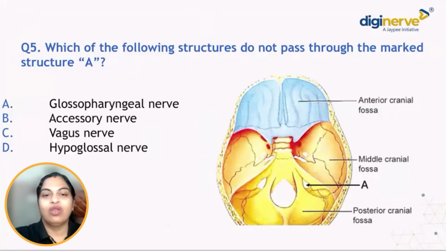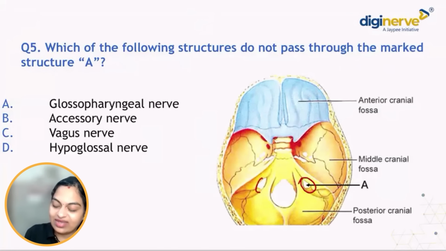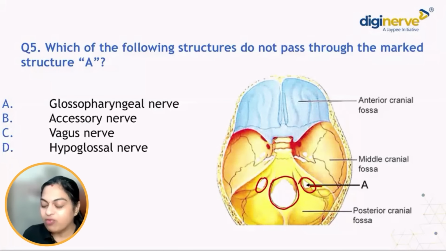Which of the following structures do not pass through the marked structure A? What is this marked structure A? Yes, what you see here in the posterior cranial fossa, this bigger opening is the foramen magnum. And this one that's pointed out is the jugular foramen. Again, this is a high yield topic, a previous year question also.